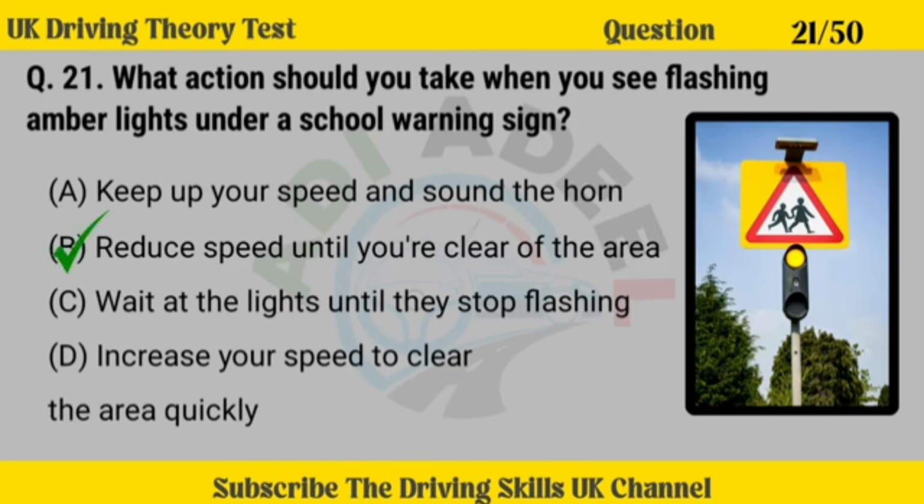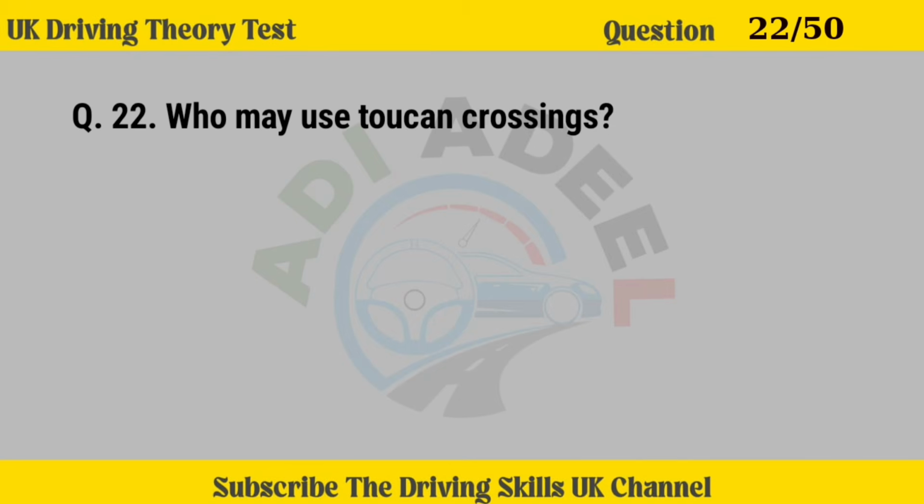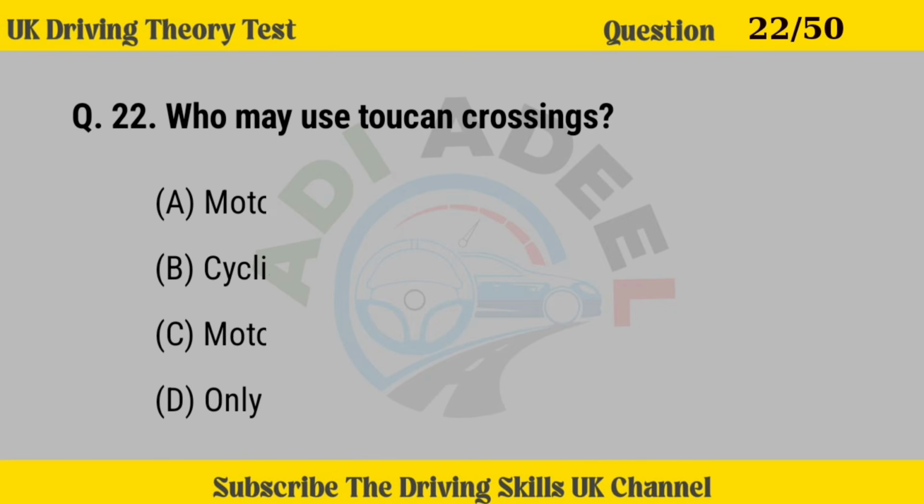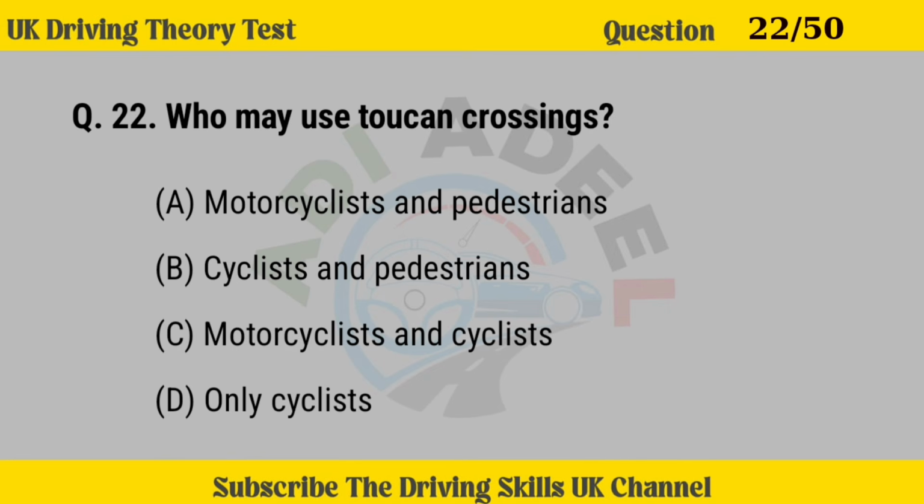The right answer is B. Reduce speed until you're clear of the area. Question 22. Who may use toucan crossings? A. Motorcyclists and pedestrians. B. Cyclists and pedestrians. C. Motorcyclists and cyclists. D. Only cyclists.